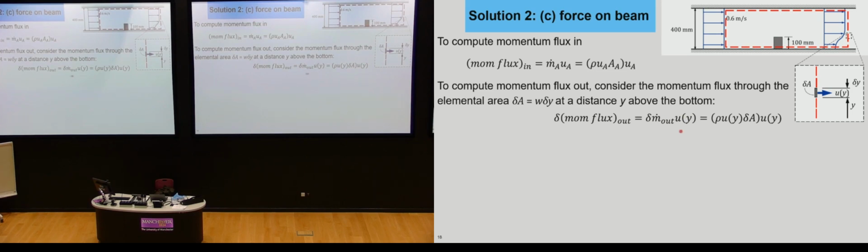Well, my momentum flux out is therefore equal to my mass flow rate, so delta m dot out. We actually know this because we worked it out in part A of the question, times the velocity at that point. So here's my velocity out again. Okay, so here is my momentum flux out through a small elemental area, delta A. So this gives me rho times u times delta A times u.